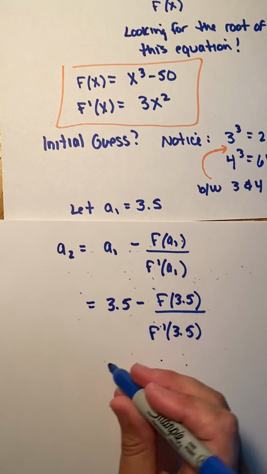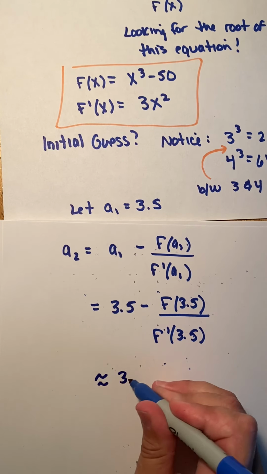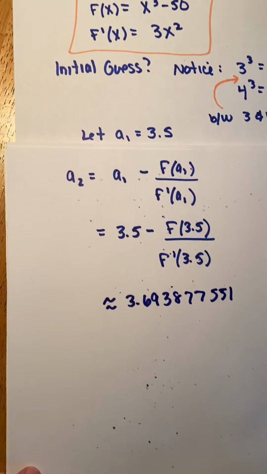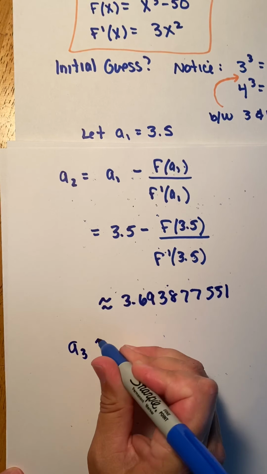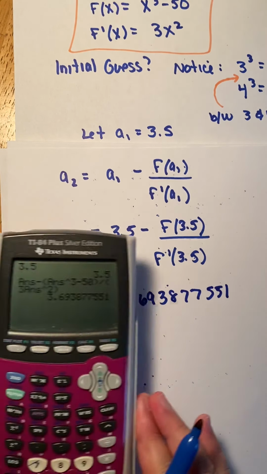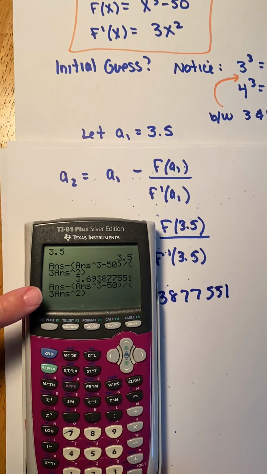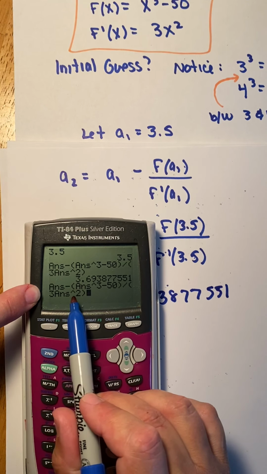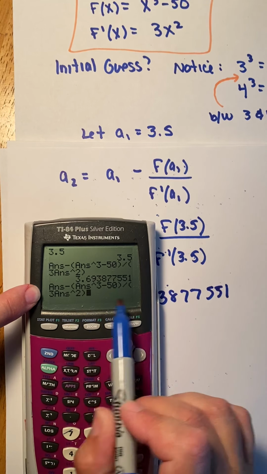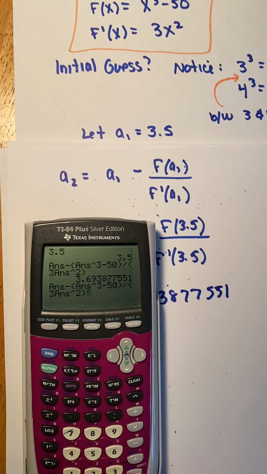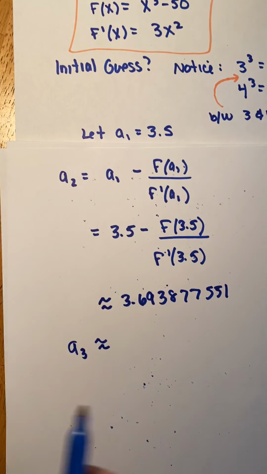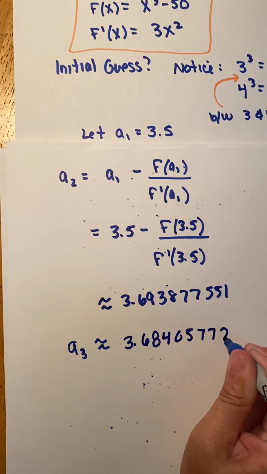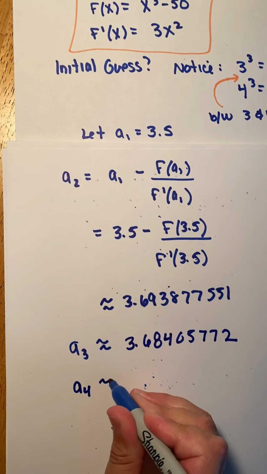So I'm going to write that one down: 3.6877551. Now we're going to repeat the process with this number and find a third best guess. We press second enter, and my calculator does all this again. It takes the previous answer, and from that it subtracts the function evaluated at the previous answer over the derivative at the previous answer. I'm going to hit enter. And notice I'm already getting pretty close: 3.68405772. Now what we're doing, we could all do with algebra.